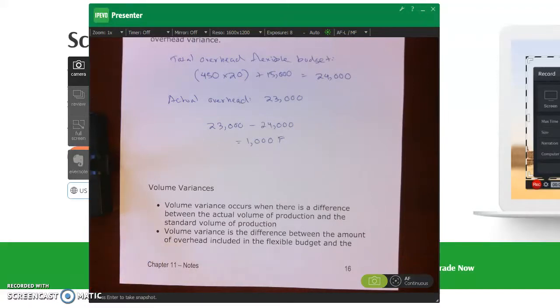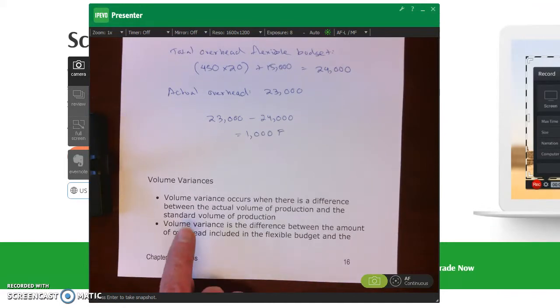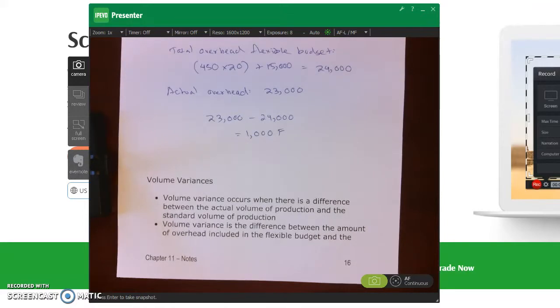In this lecture video we're going to talk about the volume variances, and we're going to do a comprehensive overhead cost and overhead variance problem, where we calculate the total overhead cost variance, and then separate that into the volume variances and then the controllable variances. Before we do that problem, let me go over the basics of the volume variance.